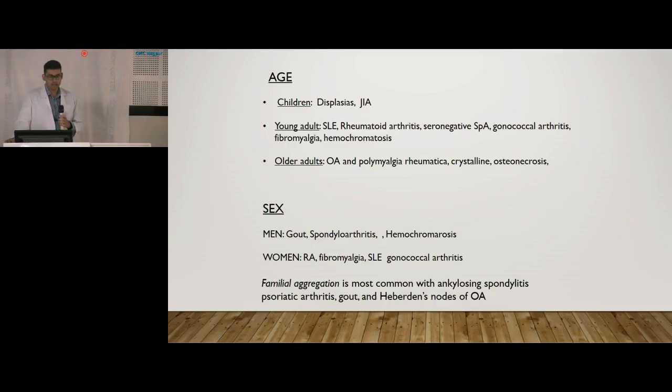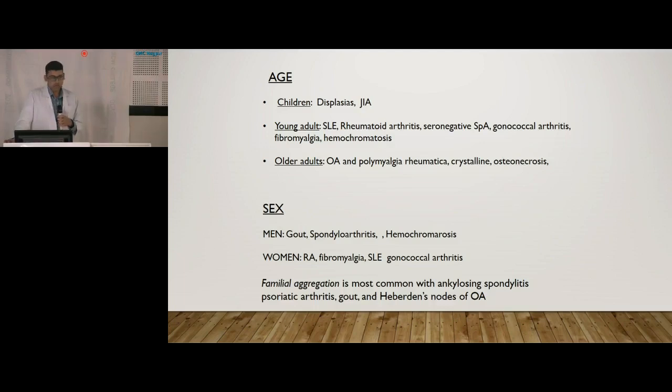In young adults, the incidence of SLE, rheumatoid arthritis, and all these arthritis is definitely more as compared to children. In older adults, it would be more of degenerative osteoarthritis, polymyalgia rheumatica associated with some other form of inflammatory disease, crystal arthropathy like gout and pseudo-gout, and osteonecrosis. I think you must be aware of the word AVN, avascular necrosis. So osteonecrosis and avascular necrosis are almost the same.